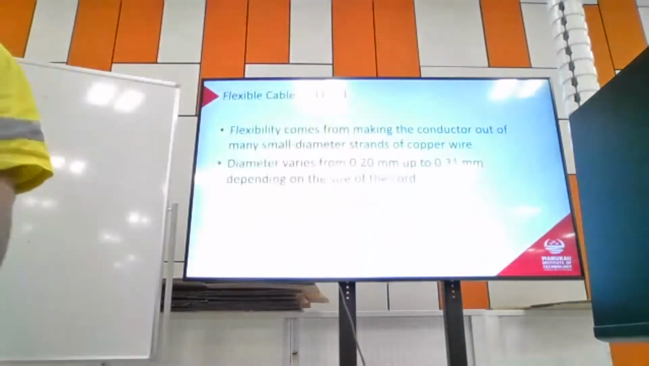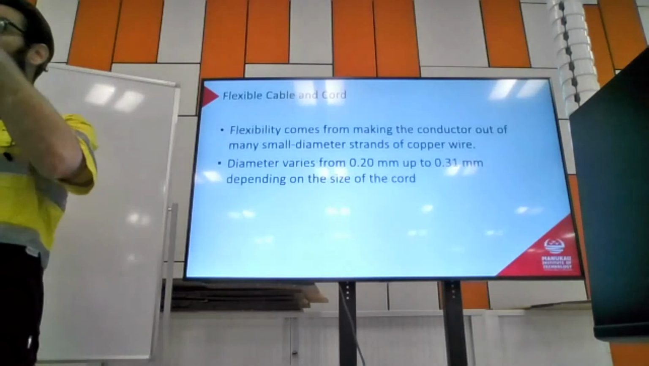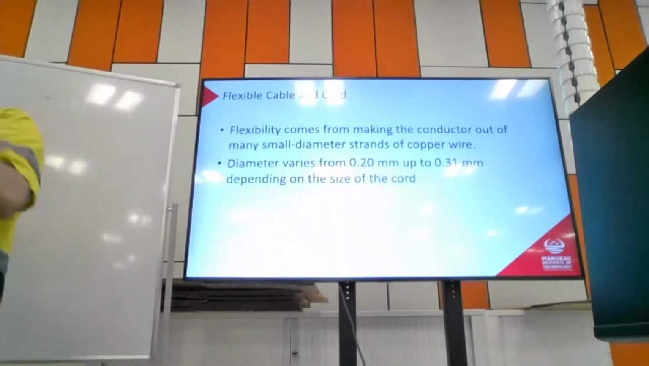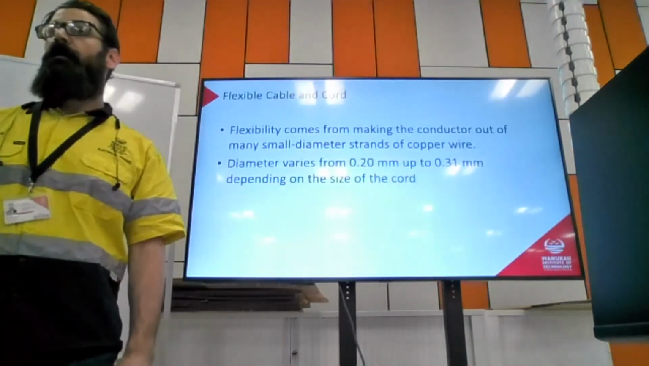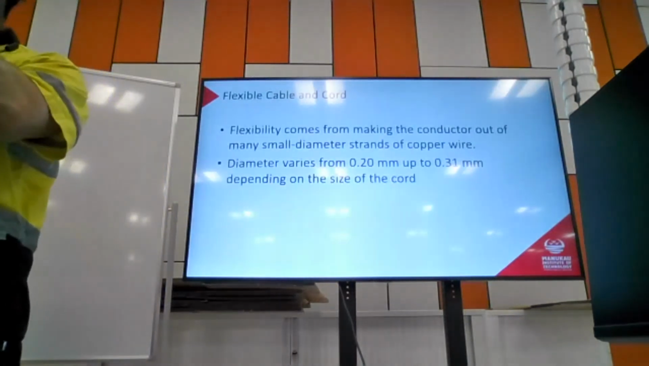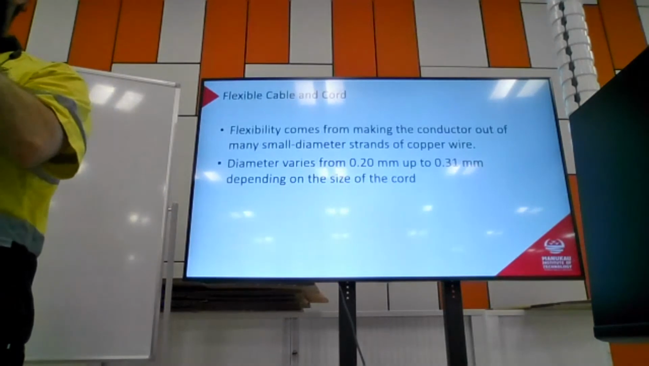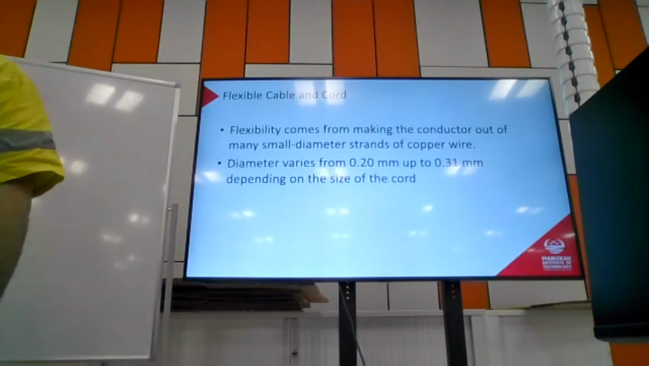So the flexibility in those cables comes from making the conductor out of many smaller strands of copper wire, right? We've all seen that when you're stripping a wire, it's not just one solid conductor in the middle. When you get 1 mil cable, that's the smallest that we would normally use, that'll be one conductor. And it's a pain in the ass. As I've shown you all how easy it is to nick a conductor and have it break off. If you've got one conductor, even the smallest nick and it will eventually break off.